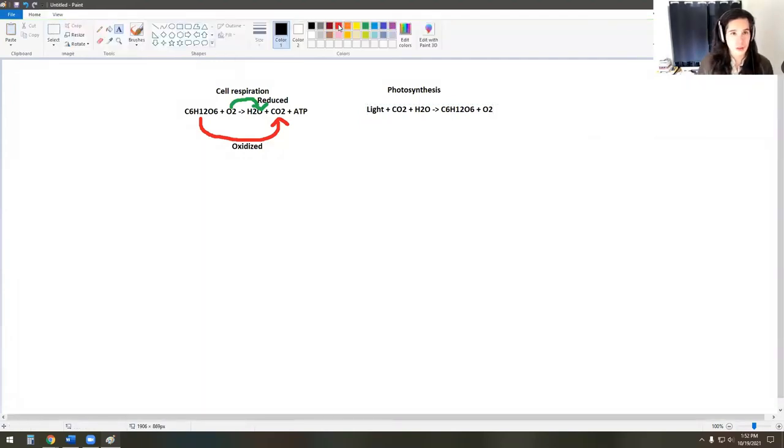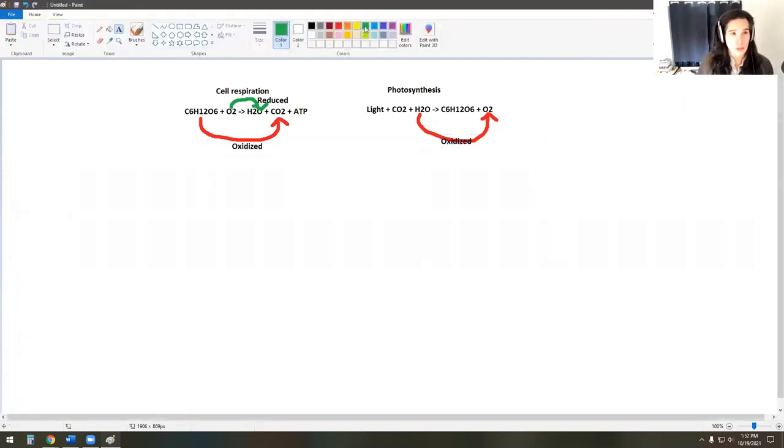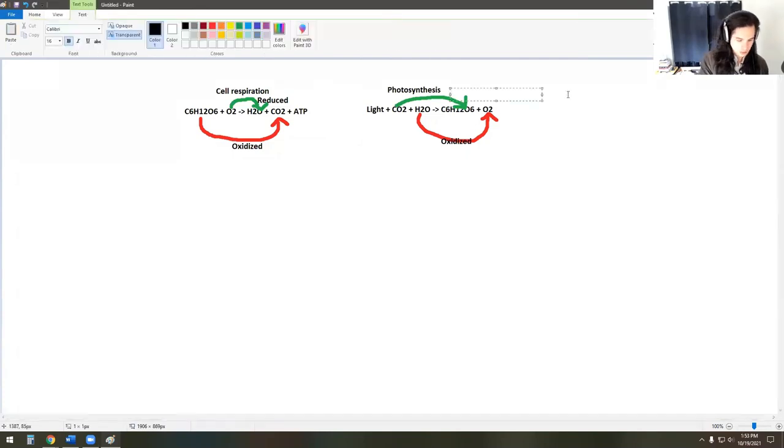And so in this case, what is being oxidized is your H2O. What is being reduced is your CO2. Does the order make a difference? No, it doesn't. As long as the stuff on the left is correct, and the stuff on the right is correct, the order doesn't matter. Good question. That's reduced.